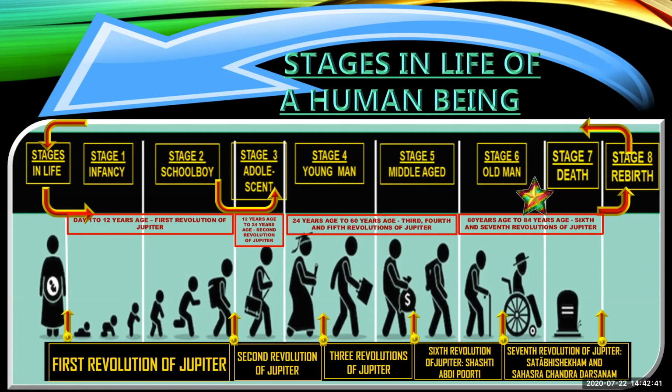That's the normal human being who has lived already the seven stages, the seventh stage, that is 84 years. Shathaabhisekam is over. He should think of it. So we are now going to consider the sixth revolution, that is 60 to 72 years, that is Shashtiabdha.